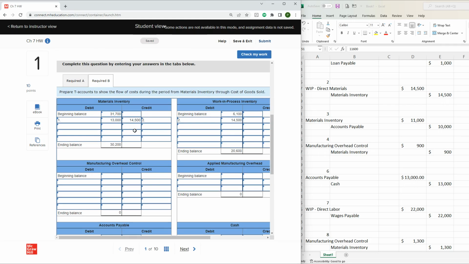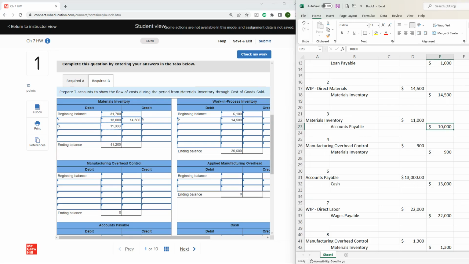Number 3, we have a debit to materials inventory of 11,000 and an accounts payable of 10,000. That's a debit, so we're going to have to put it here.